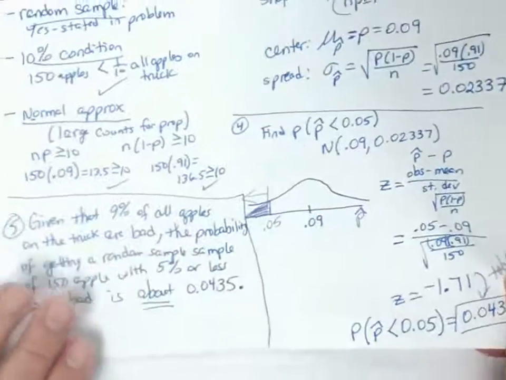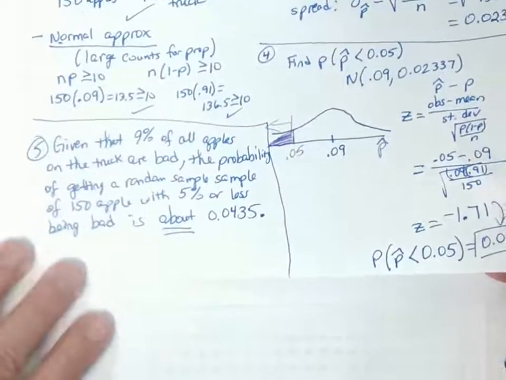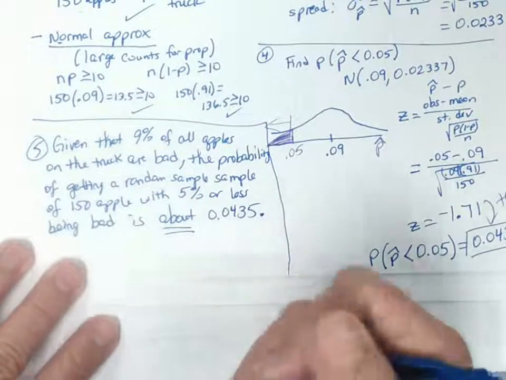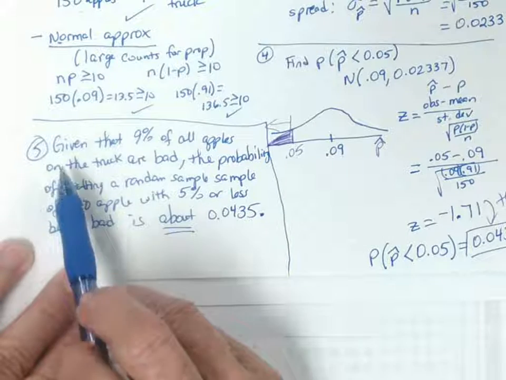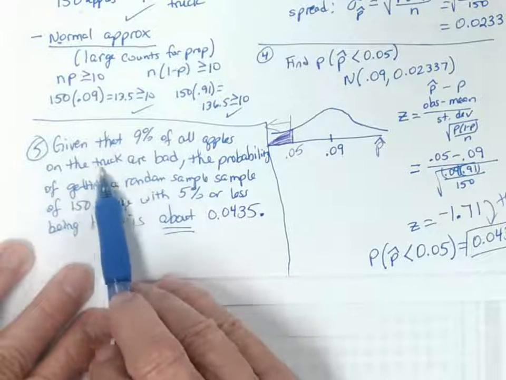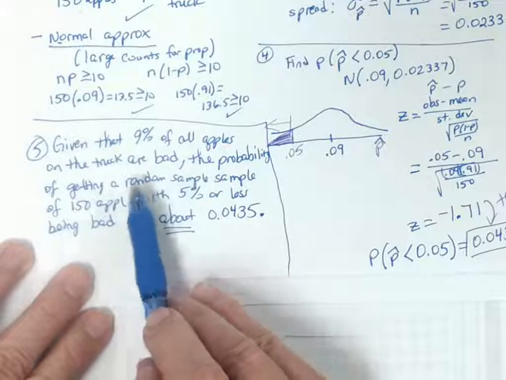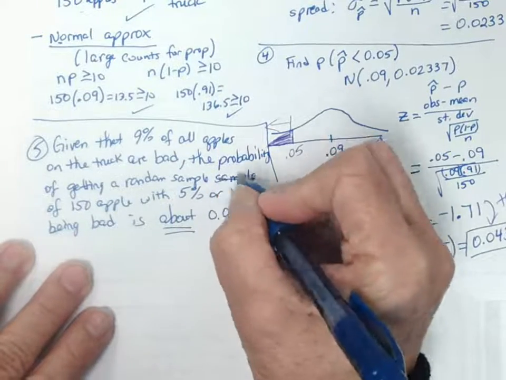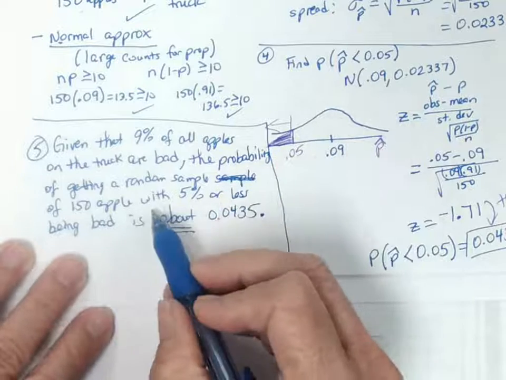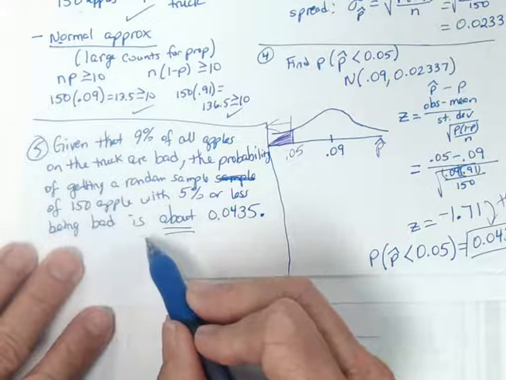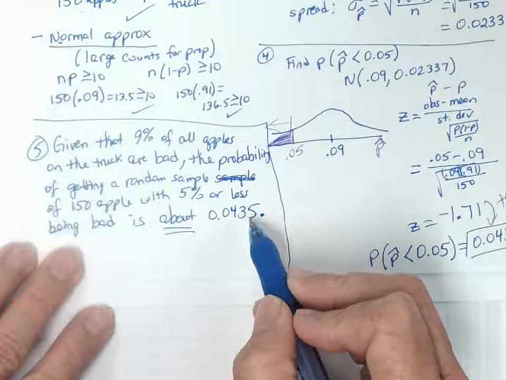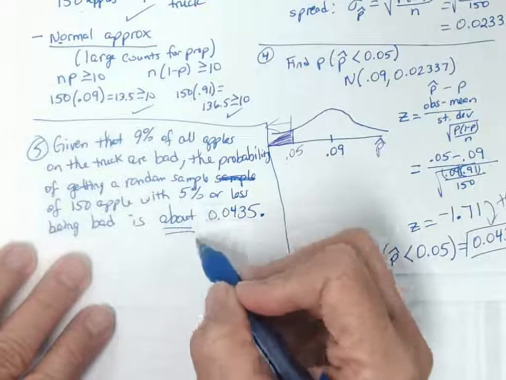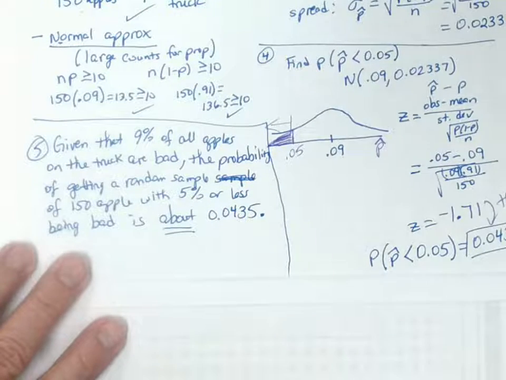The final step is the interpretation. And there are different ways to write this, but we need to get all this information in there. So given that 9% of all the apples on the truck are bad, the probability of getting a random sample of 150 apples with 5% or less being bad is about 0.0435. About is the word we use to hedge so that we can get away with not having to be perfect.